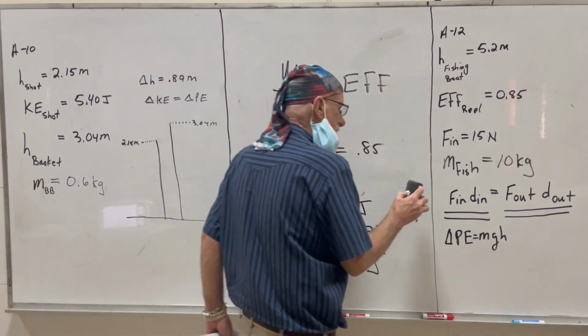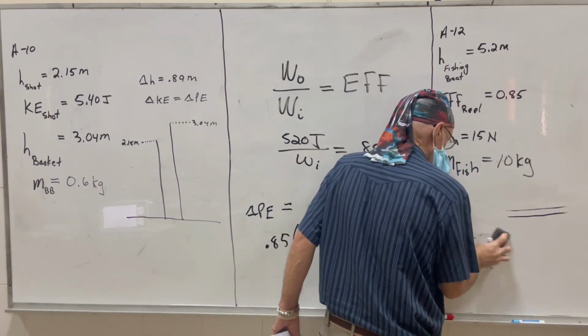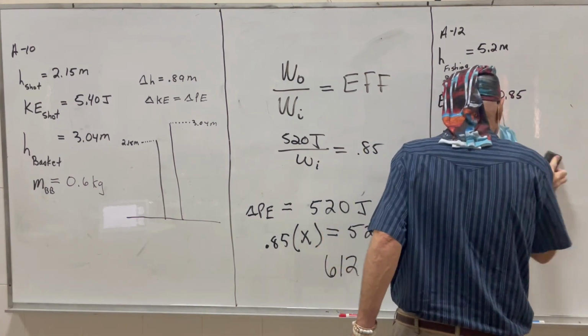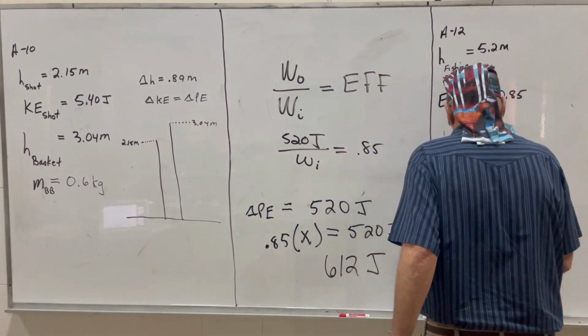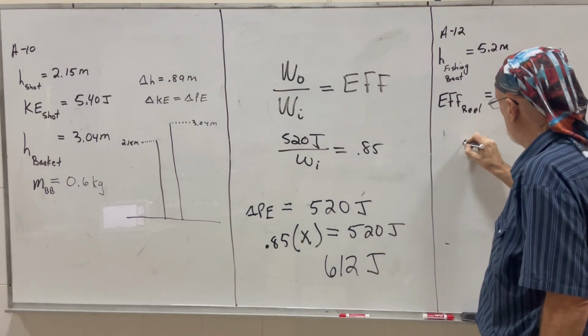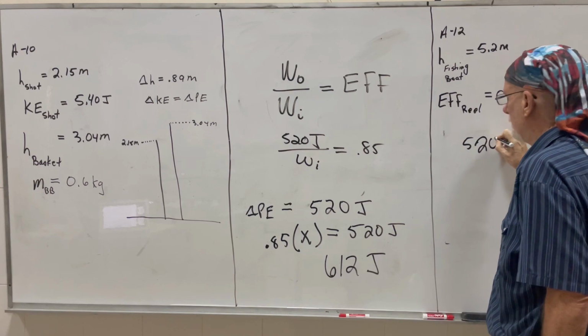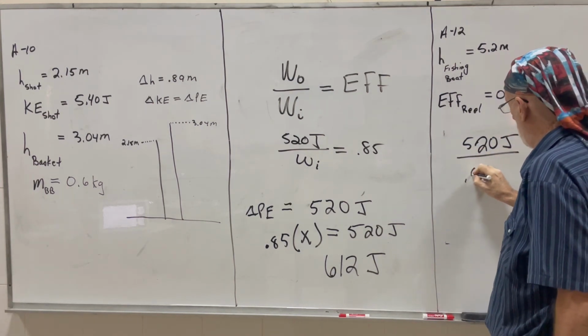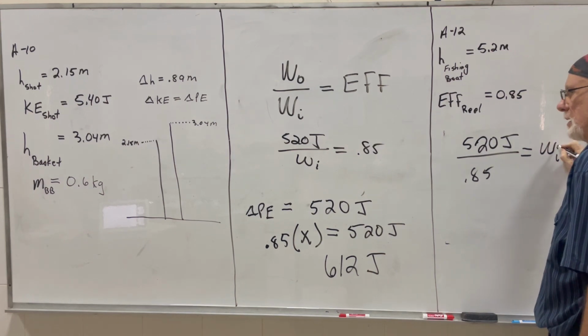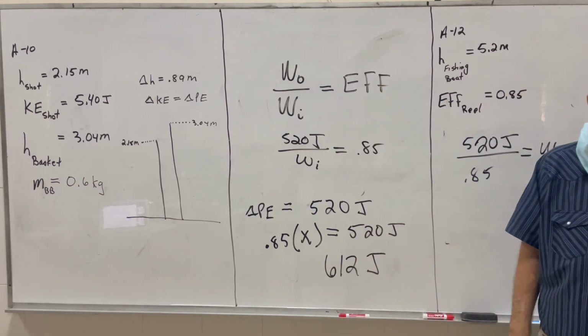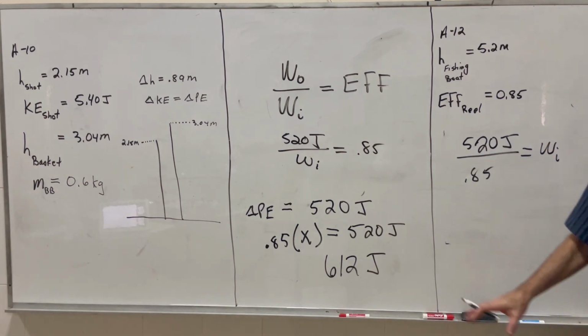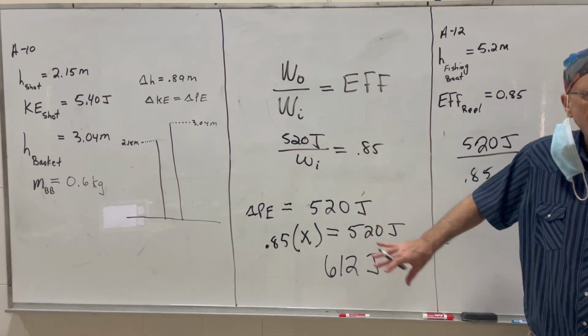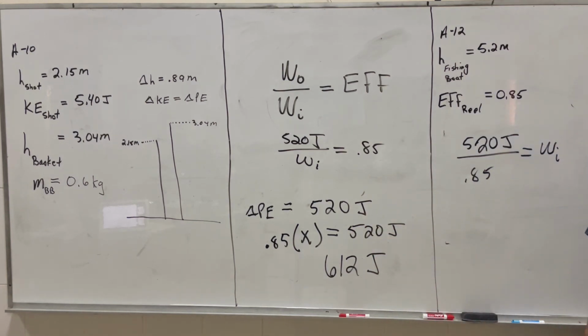So I can erase this here, and I can say 520 joules over 0.85 equals work input. Same thing I did here, correct? Yes? This is a little more conceptual. You're trying to figure it out mathematically using some logic, correct? That's the equation I just plugged in. Yes or no? You get it? So that is number 10.